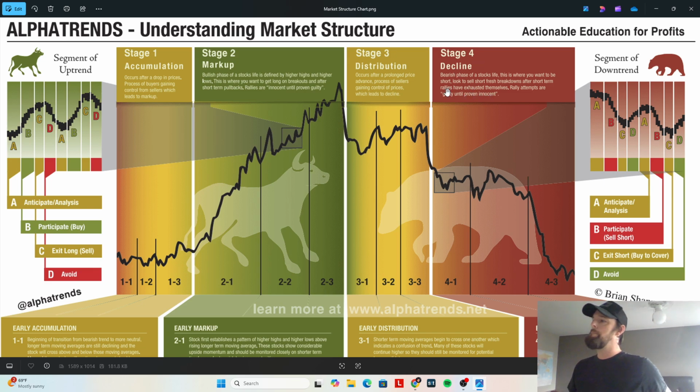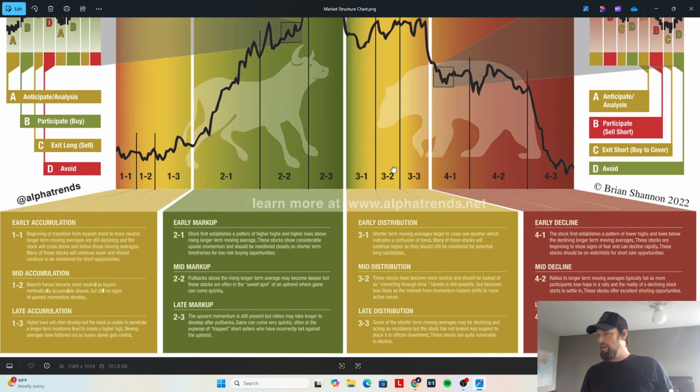So this is now the bearish phase of a stock's life. This is where you want to short, look to sell short, fresh breakdowns after short-term rallies have exhausted themselves. Rally attempts are guilty until proven innocent. So now we're flipping everything. Okay, let's go read through that.